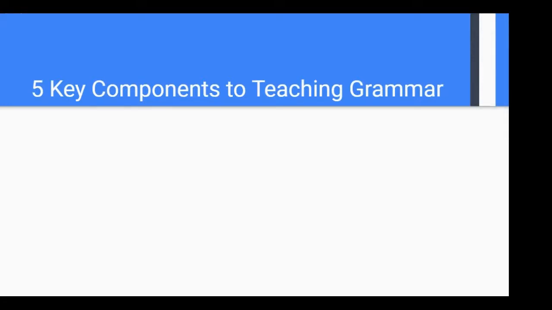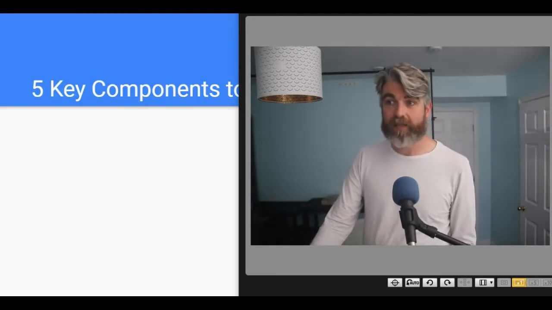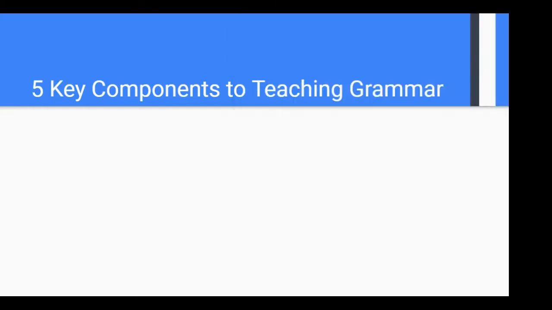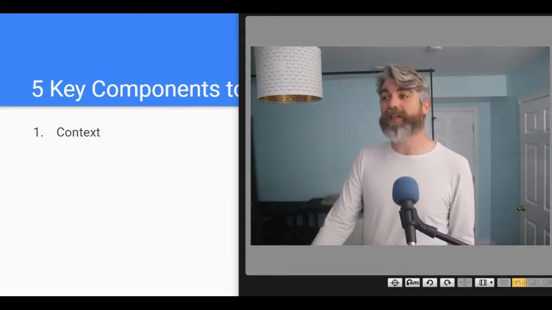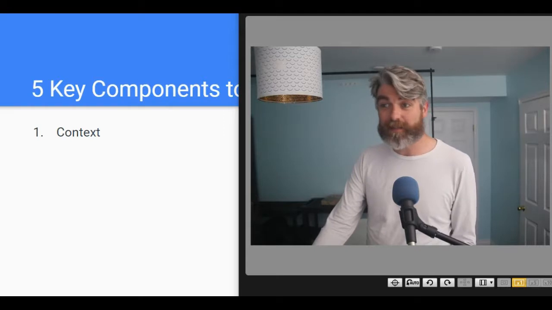So just the last couple of things to wrap up here. I'm going to talk about five key components of teaching grammar. We could say, first of all, the context. Context needs to be specified. Using sentences in isolation deprives language analysis of their appropriateness within specific situations.